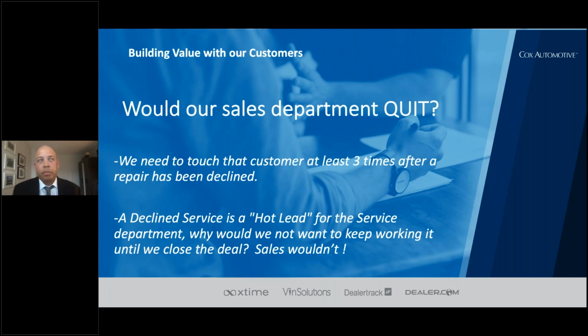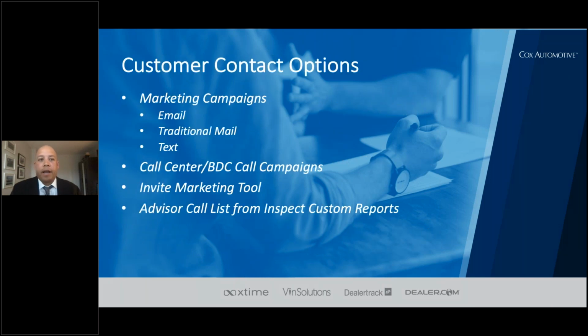A decline service is not a cold lead, it's a warm lead. We've told the customer already that they have this service need, so it's not out of the blue. If we do follow up with them, they're not surprised. They say, oh yeah, I know you told me about that last time, I'm still waiting to get paid. It could be something as simple as I have other bills, but they know. So we can do 2 or 3 follow-ups. And this goes into some of the different approaches we can take to the contacts.